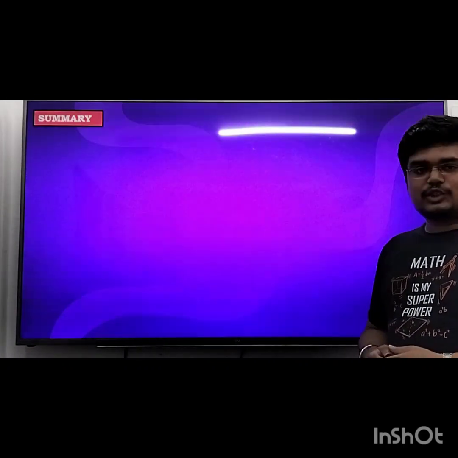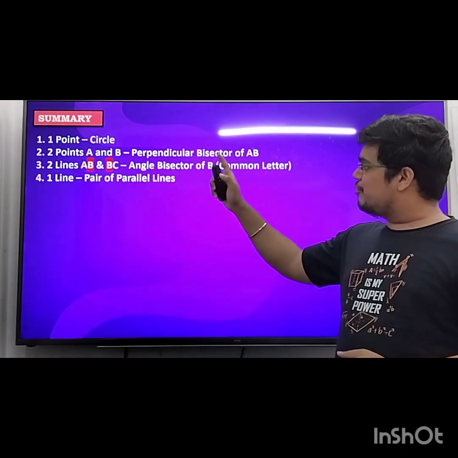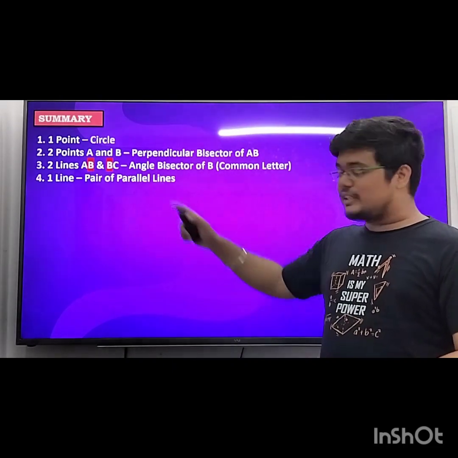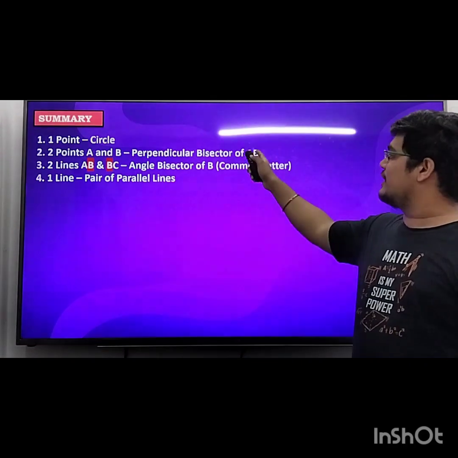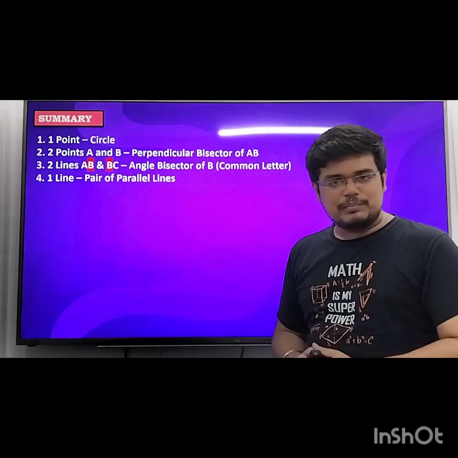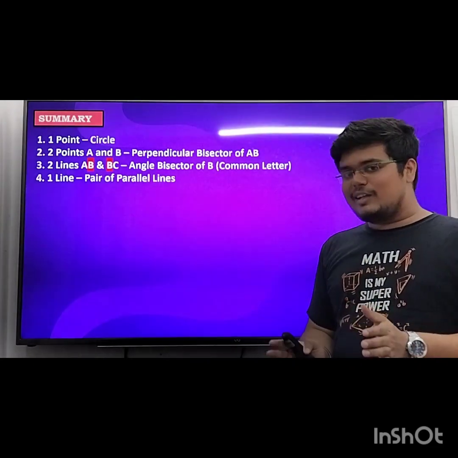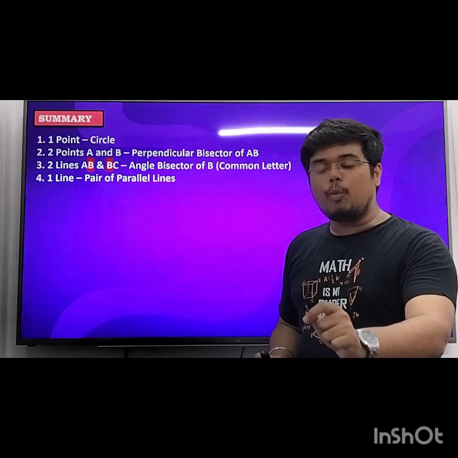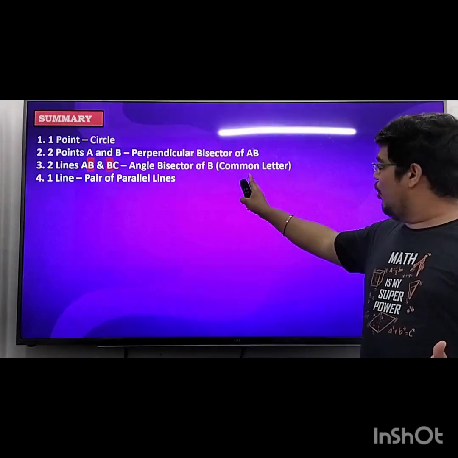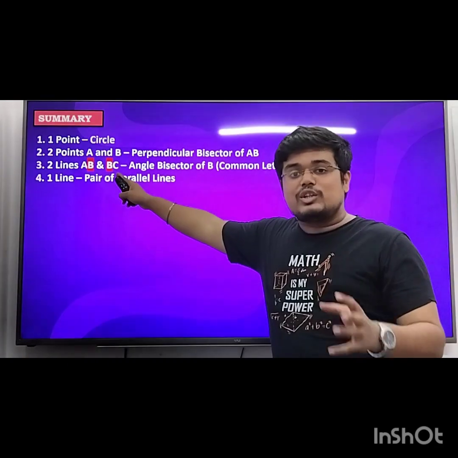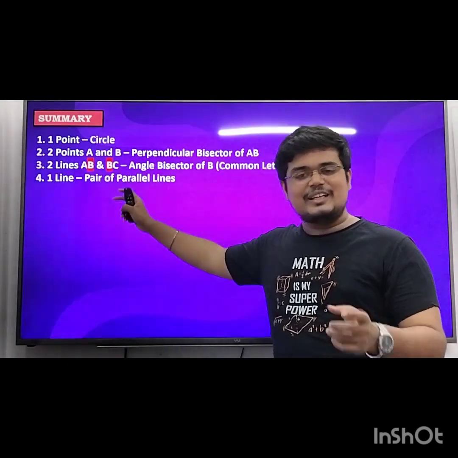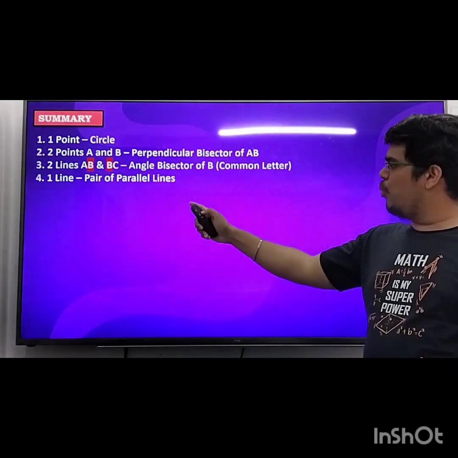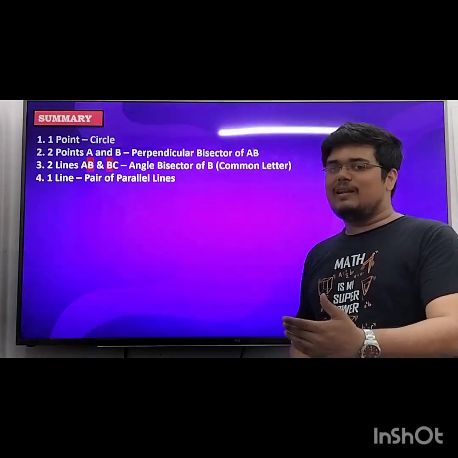So now students, let's summarize this quickly. There are 4 things which you have to remember. If one point is given in the question, we'll draw a circle because the locus will be a circle. If 2 points A and B are given, it's going to be a perpendicular bisector of AB. If 2 lines are given, like AB and BC, we are talking about an angle over here, remember? It's going to be an angle bisector. The only thing which you have to decide is angle bisector of which angle. For that, the trick is very simple. Always refer to the common angle. If you want the locus of points equidistant from AB and BC, the common letter is B, so it's the angle bisector of angle B. And the last one, if we have one line, the locus will be a pair of parallel lines.